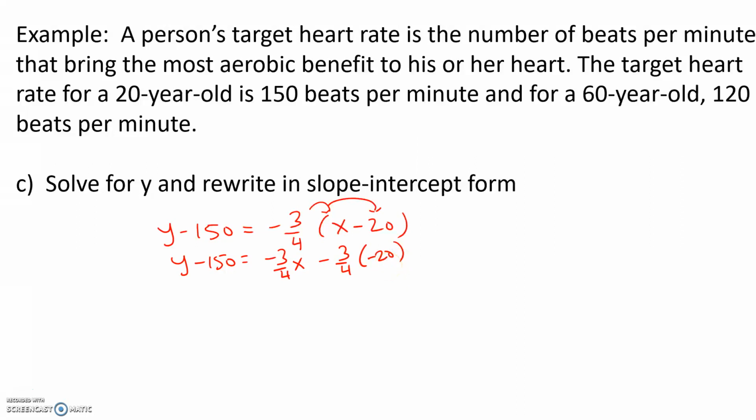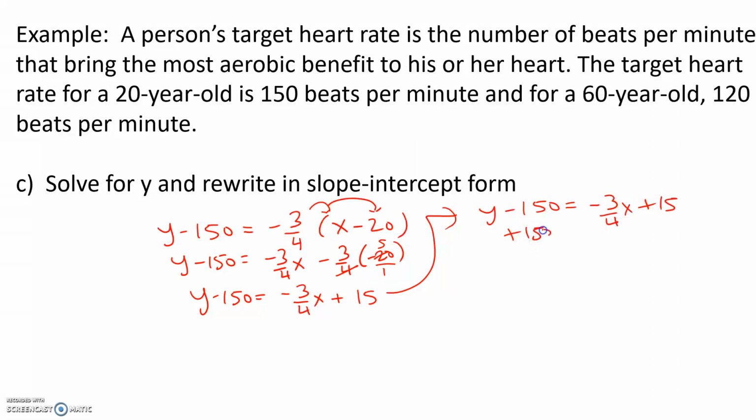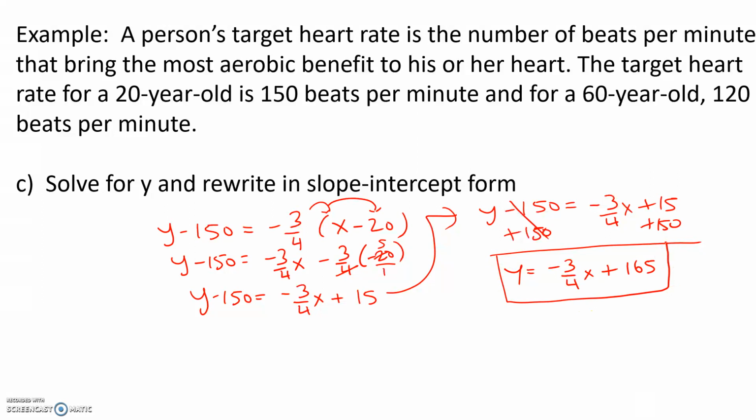Now recall that when we multiply a fraction and an integer, we write the integer as a fraction by writing it over 1. 4 goes into 20 5 times. Negative 3 times negative 5 is 15. So we will have y minus 150 equals negative 3 over 4 x plus 15. Finally, let's add 150 to each side. Then our equation becomes y equals negative 3 over 4 x plus 165. This is our equation in slope-intercept form.